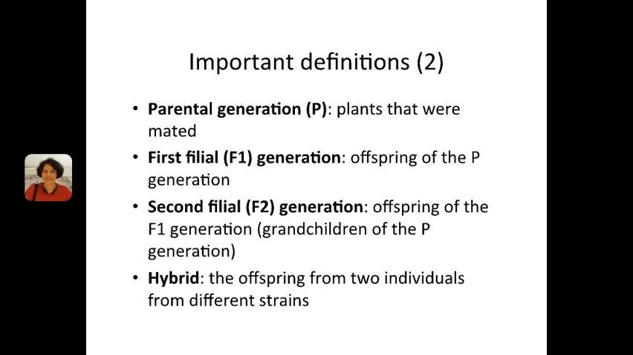Then the second filial generation is the grandchildren of the parental, or the children of the first filial generation. And then finally, a hybrid is the offspring, the child of two individuals from different strains. In other words, individuals that are showing different traits. So a hybrid between the white flowered and purple flowered plant, or between a plant that's tall and one that is short.